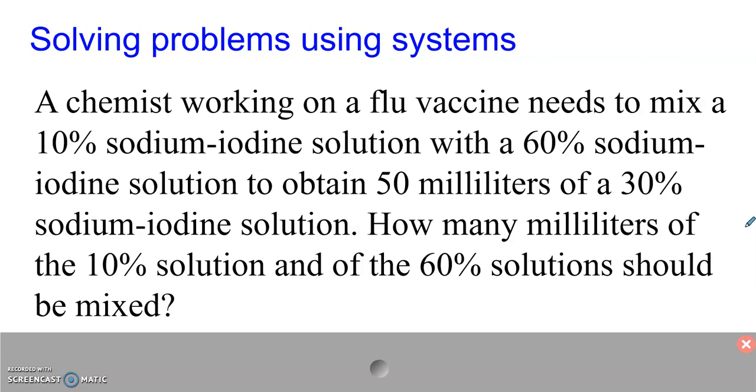A chemist is working on a flu vaccine, and they need to mix a 10% sodium iodine solution with a 60% sodium iodine solution to obtain 50 milliliters of a 30% sodium iodine solution. So how many milliliters of the 10% solution and of the 60% solution should be mixed?